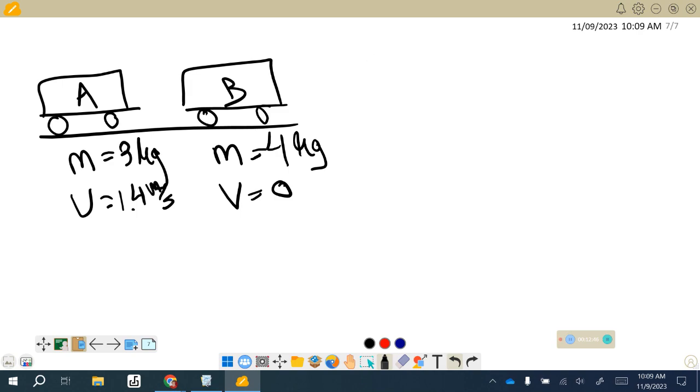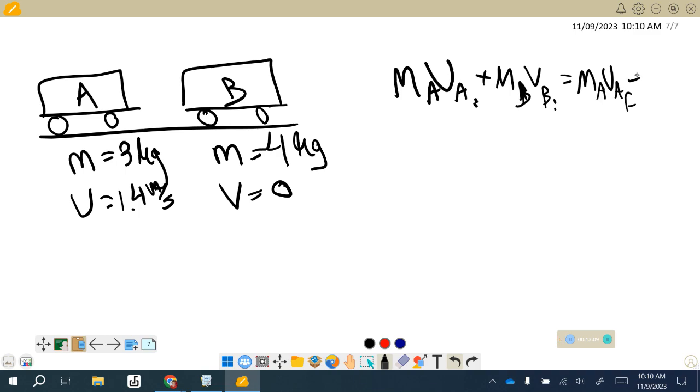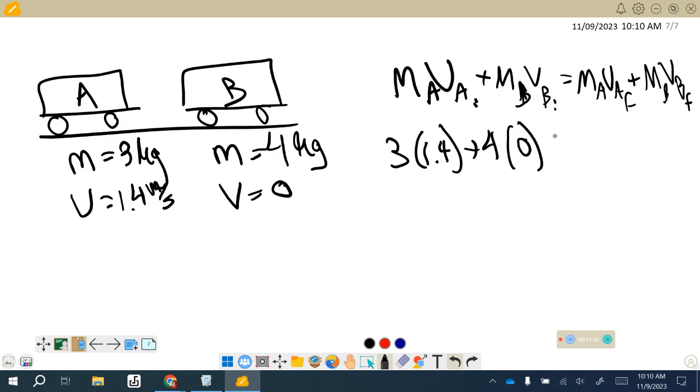Okay. So here's how we deal with this. We're going to write our conservation of momentum equation. On the left-hand side, we have the initial momentum of car A plus the initial momentum of car B, and that equals the final momentum of car A plus the final momentum of car B. So looking back over here, we have a mass of 3 kilograms times a velocity of 1.4 plus car B, well, it has a mass of 4 kilograms, but it isn't moving.